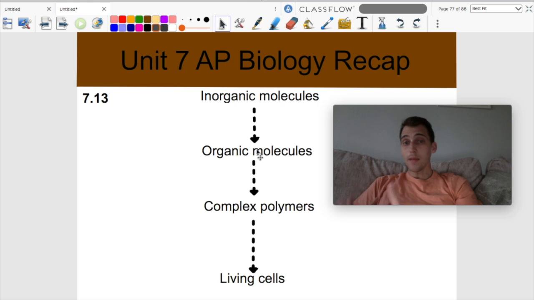And then these organic molecules, think of monomers, these monomers would have had to become complex polymers to form proteins and nucleic acids and complex carbohydrates and lipid membranes, that kind of thing.